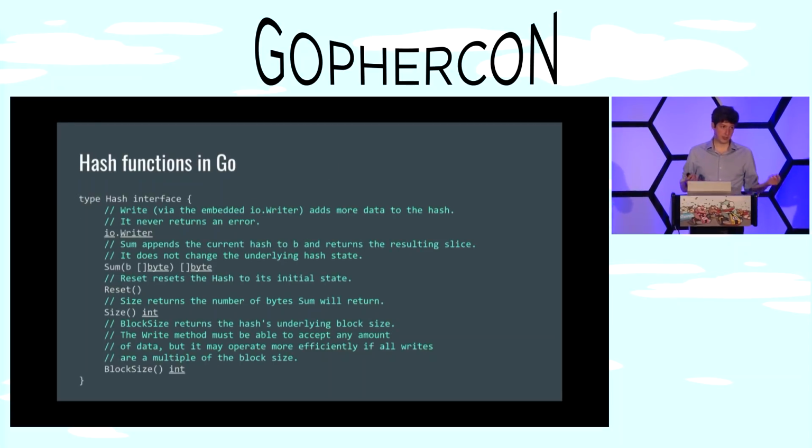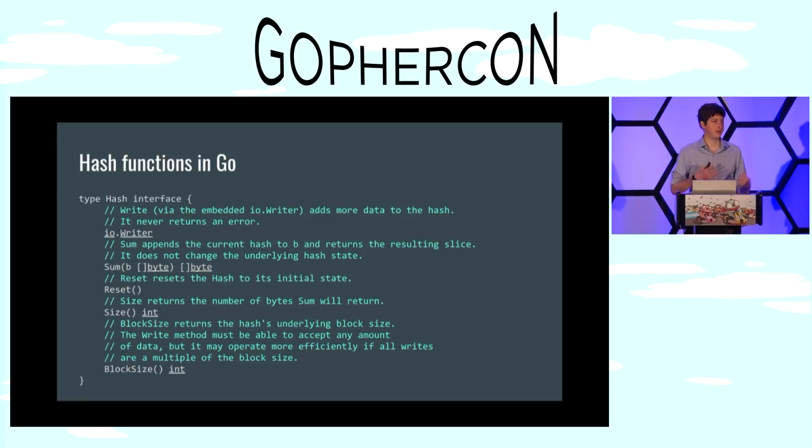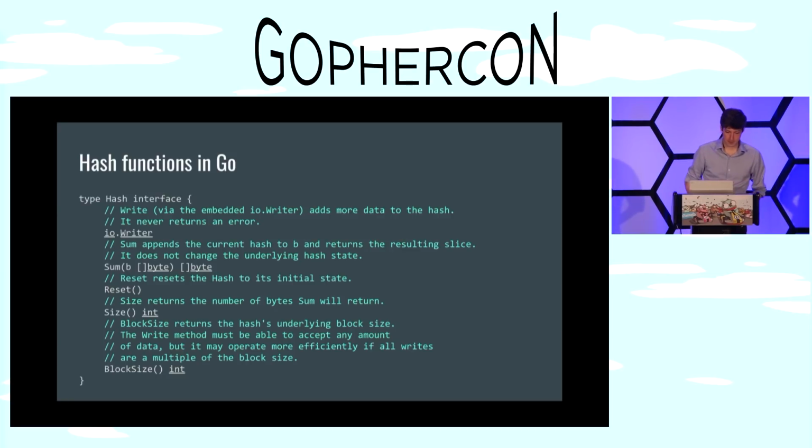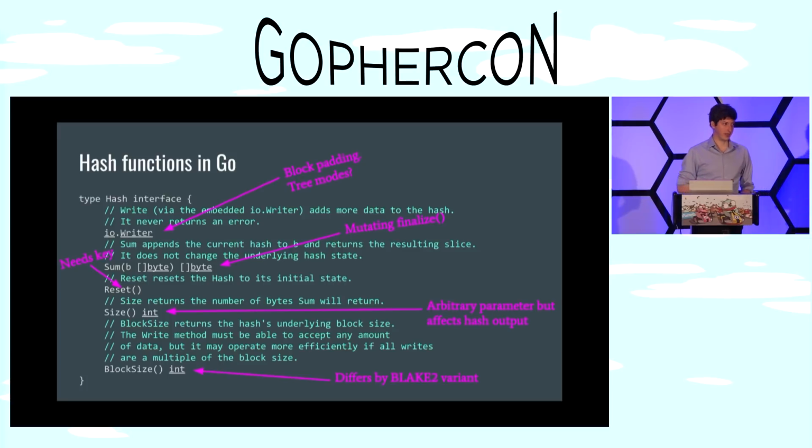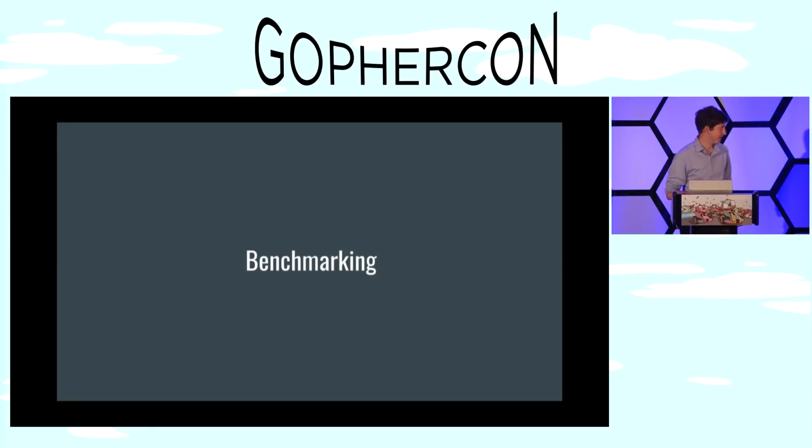If you've looked at hashes in Go before, you've seen the hash interface. You have an embedded io.Writer. You have a Sum function that produces that final output. You have a Reset that brings you back to the beginning as if you'd just initialized a fresh hash. You have Size, which tells you how big the output will be. And then you have BlockSize, which tells you something about how much input the hash will take before it needs to update its state. This interface doesn't work for BLAKE2. But that's another talk entirely. This one's about benchmarking.